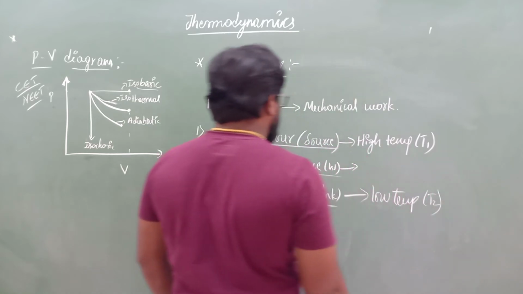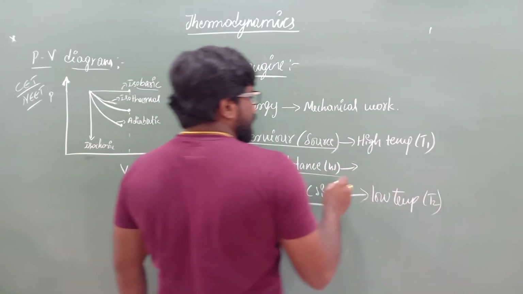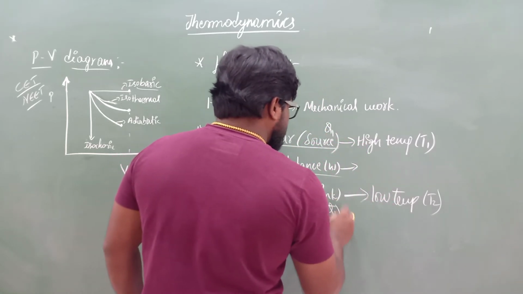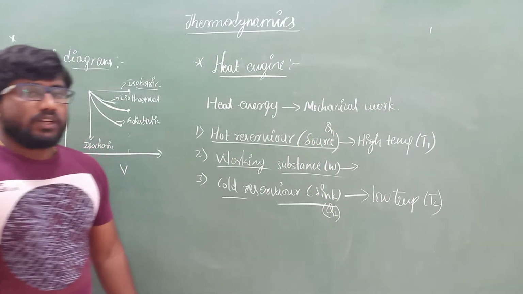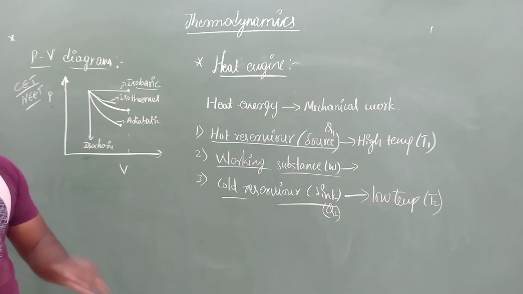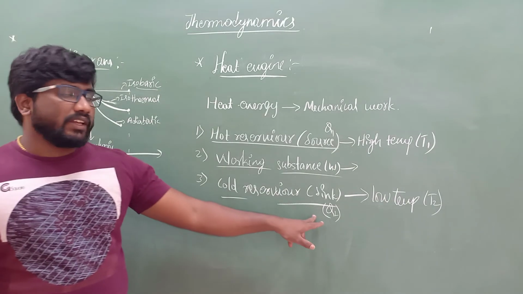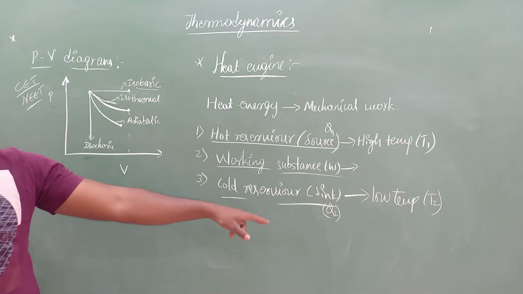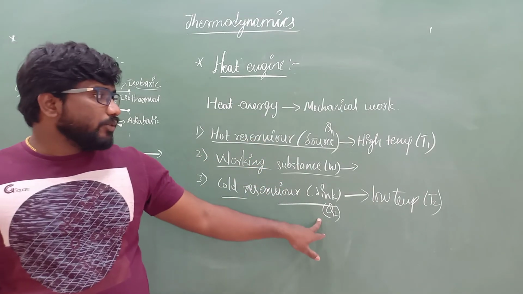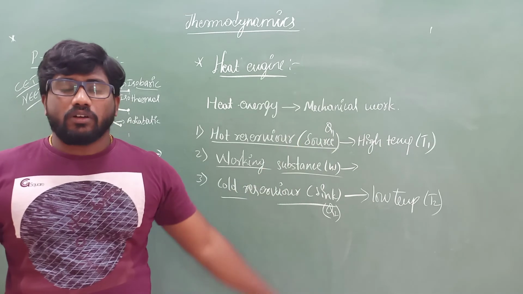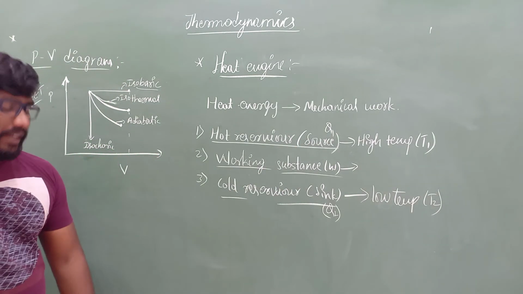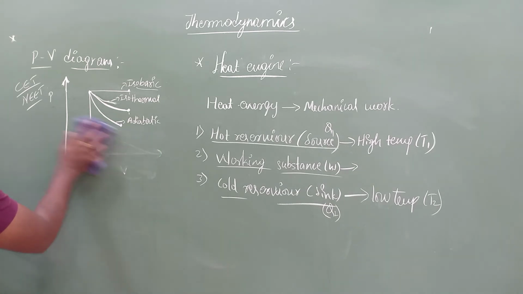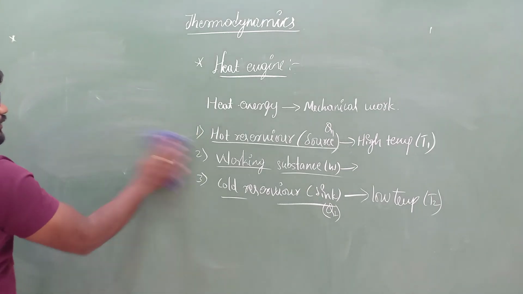The heat of the hot reservoir we take as Q1, and here we take it as Q2. Q1 is the amount of heat in the hot reservoir. Q2 is the amount of heat in the cold reservoir. The temperature in the sink will be taken as T2, and the temperature in the source or hot reservoir will be taken as T1. Then what is the working of this heat engine, sir? How will it work? I'll tell you.